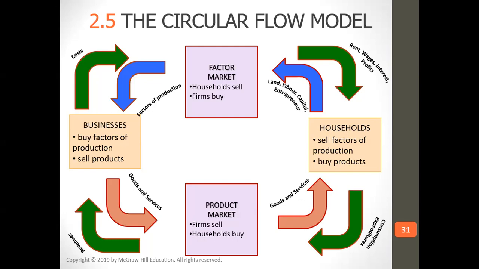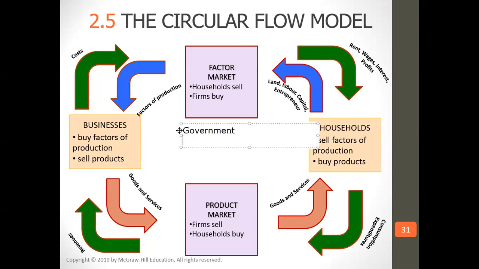And then the product market makes money off of these goods and services, and that goes to businesses, and then businesses pay costs of production to buy factors of production, and the factors of production go to businesses. So it's a diagram that never ends. And then in the middle would be government. So government would be in the middle.